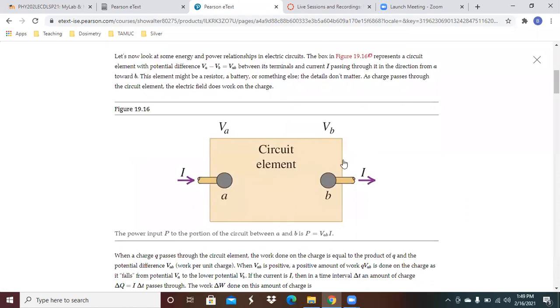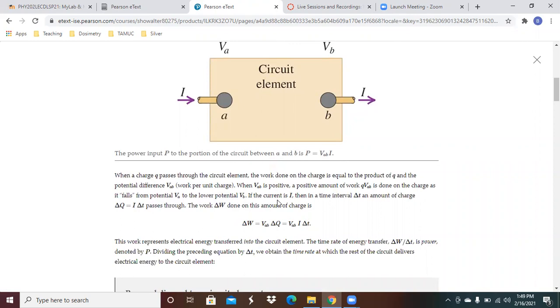So let's say you've got a box here, and we're going to label it current element or circuit element, simply because we don't know what it is. But it's got some sort of potential difference between its terminals and some sort of current passing through it in the direction from A to B. It could be a resistor, it could be a battery, it doesn't matter. So a charge passes through the circuit element, and the electric field does work on the charge.